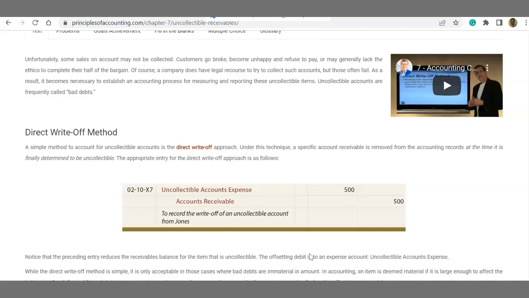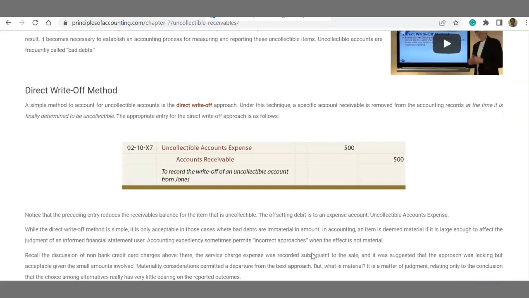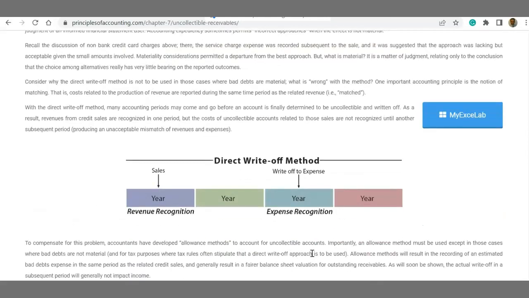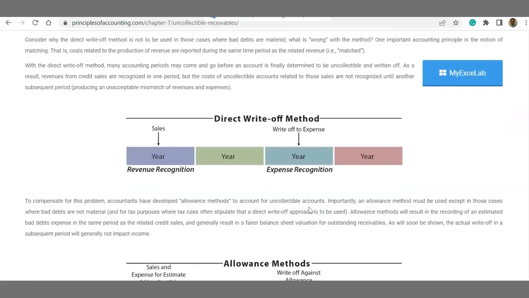So what we do for bookkeeping purposes, we have to do something different. And we call that allowance method. So we use allowance method instead of direct write-off method because direct write-off happens in two different tax periods, and GAAP does not accept that.